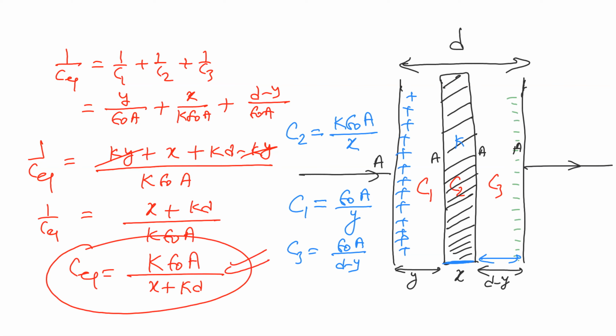As you can see in this one, what is the missing term? Y is missing. What is the meaning of Y being missing? It means it is immaterial whether the dielectric is near the negative plate or the positive plate. The location of the dielectric is immaterial. The thickness of the dielectric is important. What is Y giving us basically? Y is giving us where the dielectric is located with respect to the positive plate.